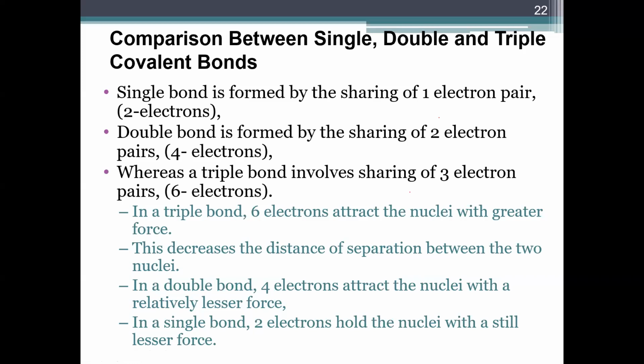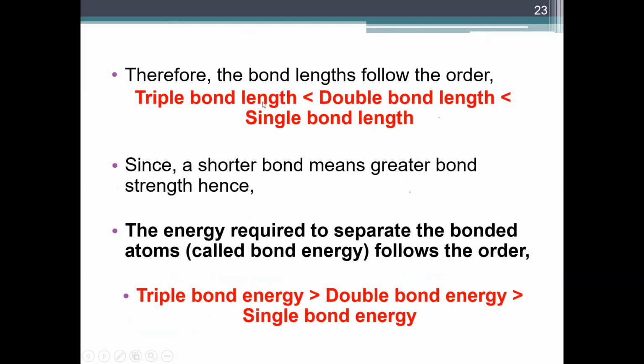In terms of bond length, a triple bond has the shortest bond length, followed by a double bond, followed by a single bond. So the single bond has the longest bond length, while the triple bond has the shortest. Triple bond length is shorter than double bond length, and the single bond has the longest length. So a shorter bond means greater bond strength.